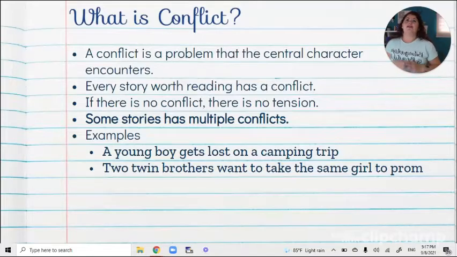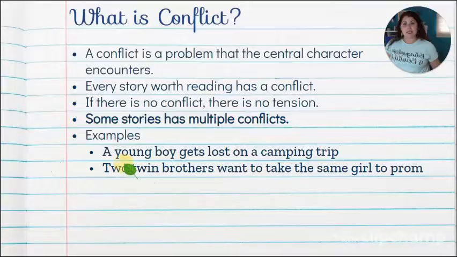You can have one conflict that you see reflected within one chapter, and then it kind of flips on its head, etc. For example, a young boy gets lost on a camping trip. This could be a person against nature, or person against himself, depending. Another example, two twin brothers want to take the same girl to prom. This would be person against person.